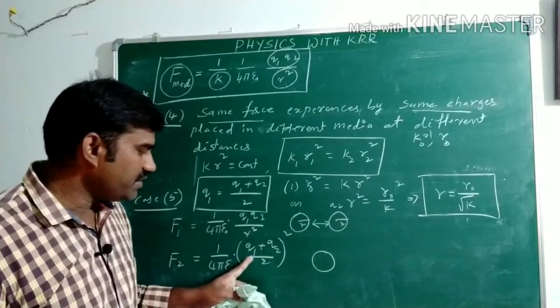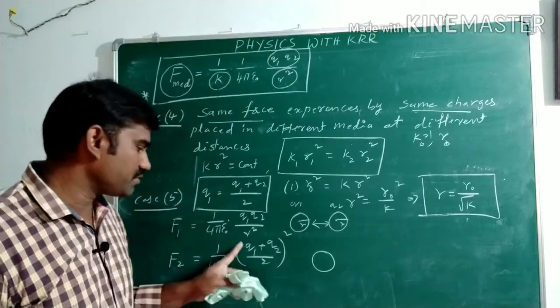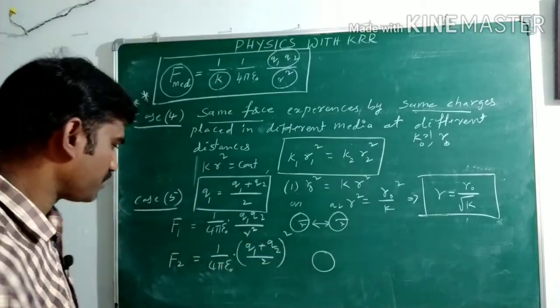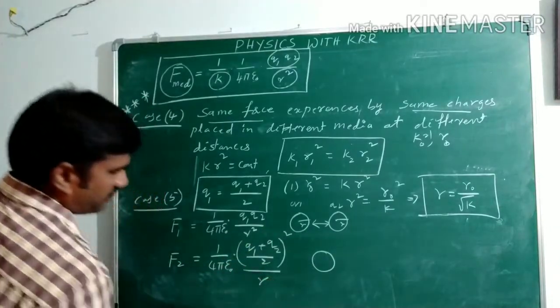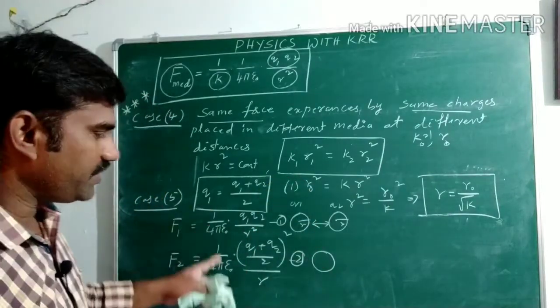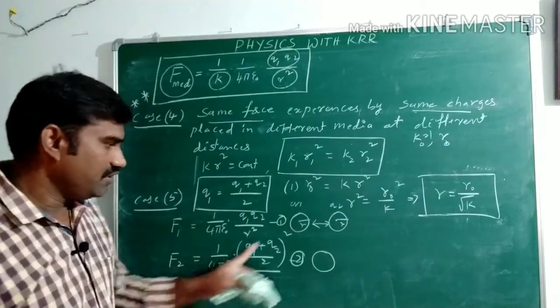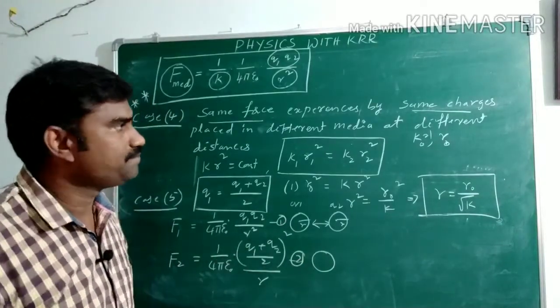So the charge on this one is (Q1 plus Q2) by 2. Q2 is also (Q1 plus Q2) by 2. So (Q1 plus Q2) by 2 whole square by R square. Now by taking these two into consideration, we can find the second force, how much force they will experience when they are placed in contact.